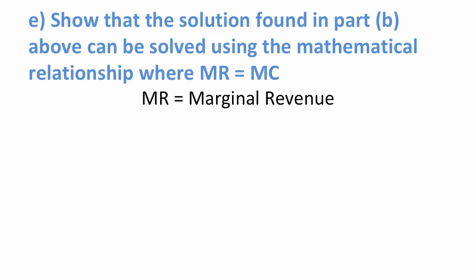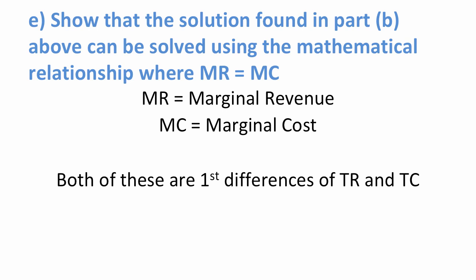So MR in this case is your marginal revenue, MC your marginal cost. Both of these are your first differences of total revenue and total cost. So if you see in your question marginal revenue or marginal cost, you just get the first differences of the total revenue and total cost function. So recalling our total revenue function, not given in the question, but we derived this in part A, the first video. So refer back to the first video if you're unsure where I got this.